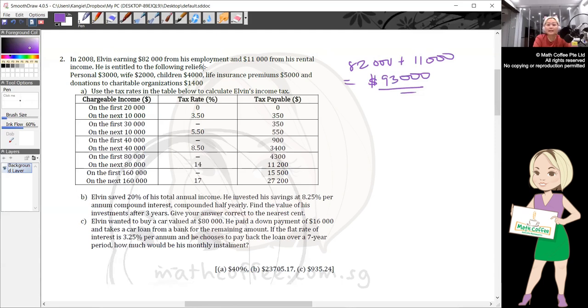Then he's entitled to the following relief. These reliefs are considered something like a discount. Because if you look at the table over here, you have to find out what the chargeable income is. In other words, the higher your chargeable income is, the higher the percentage you are taxed. You can take a look. Those people who earn a taxable income from 0 to 30,000 are taxed 3.5%. Those earning 30 to 40, 5.5%. 40 to 80, 8.5%.